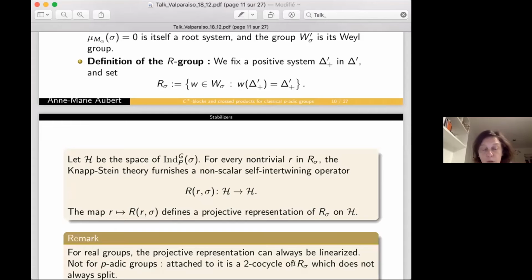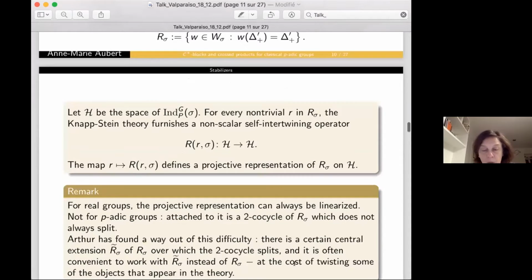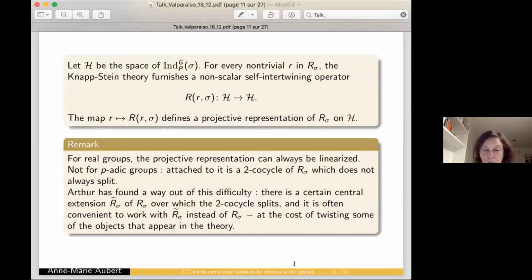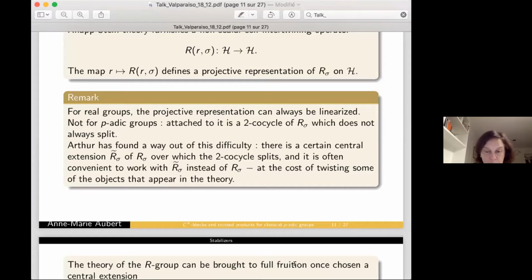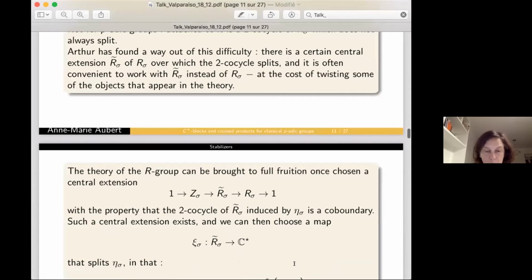For real groups, actually this projective representation can always be linearized, so we find a true representation. But for p-adic groups, this is not always the case, and so it occurs that there exists a two-cocycle of the group R sigma, which does not always split. And Arthur dealt with this problem by considering a certain central extension R sigma tilde of R sigma over which the cocycle splits, and it is more convenient to work with this extension instead of the group R sigma.